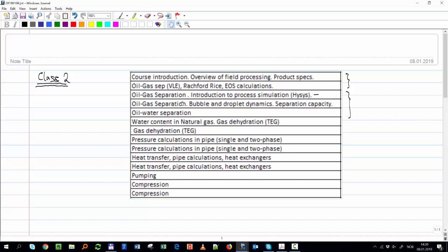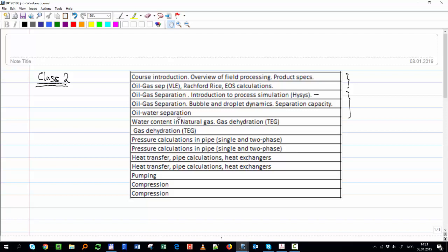For separation, you not only have the thermodynamics, but there is a very important aspect: how the two phases separate. So she's going to go into that part, oil and gas separation, and then oil and water separation. You saw that is a very important block in our diagram.